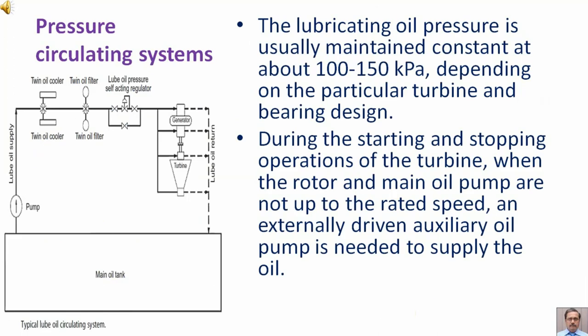The lubricating oil pressure is usually maintained constant at about 100 to 150 kilopascal depending on the particular turbine and bearing design. During the starting and stopping operations of the turbine, when the rotor and main oil pump are not up to the rated speed, an externally driven auxiliary oil pump is needed to supply the oil.